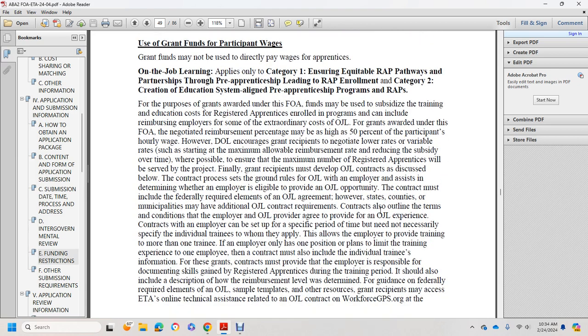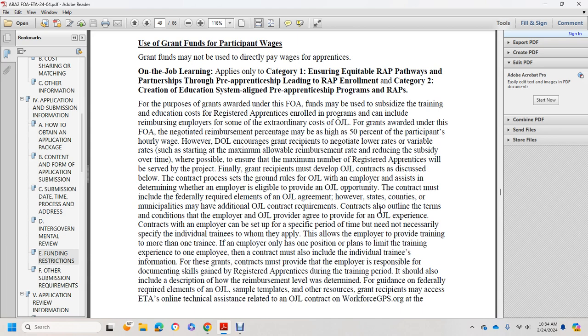For the purpose of the grant award under this funding opportunity announcement, it may be viewed as a subsidized training education cost. Registered apprenticeship enrollment in the programs can include reimbursing employers for some extraordinary costs of on-the-job learning. For grants awarded under this funding opportunity, the negotiated reimbursement percentage may be up to 50% of the participant hourly wage. However, the Department of Labor encourages grant recipients to negotiate lower or variable rates, such as starting at a maximum reimbursement rate and reducing the subsidy over time, where possible, to ensure the maximum number of registered apprentices will be served by the project.